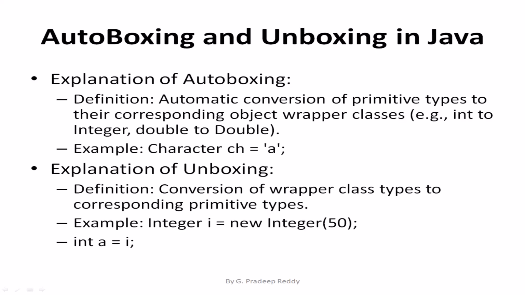Today we are going to discuss autoboxing and unboxing in Java. Let us discuss what is autoboxing and unboxing in Java. By definition, it is the automatic conversion of primitive types to their corresponding object wrapper classes. For example, int to Integer and double to Double.